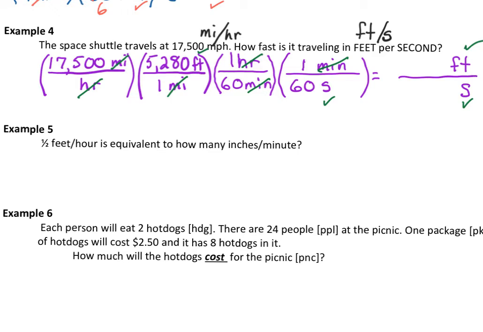I'm going to use my calculator now to multiply 17,500 times 5,280, because that's going to be huge. That's going to be 92,400,000. Okay, so in other words, 92,400,000 feet per 60 times 60. That will give me 3,600 seconds. Okay, let's do that division.